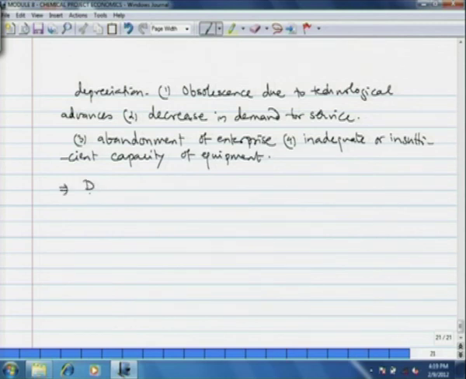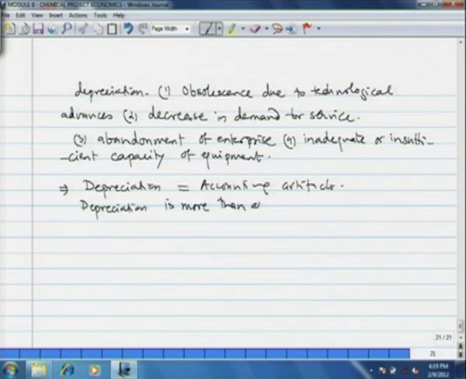Depreciation is called an accounting artifact. Why? Because it gets added and subtracted from corporate books. However, the major impact of depreciation is in terms of the income tax that the corporation has to pay. So, that point we note: depreciation is more than an artifact, due to its effect on taxes that one has to pay.